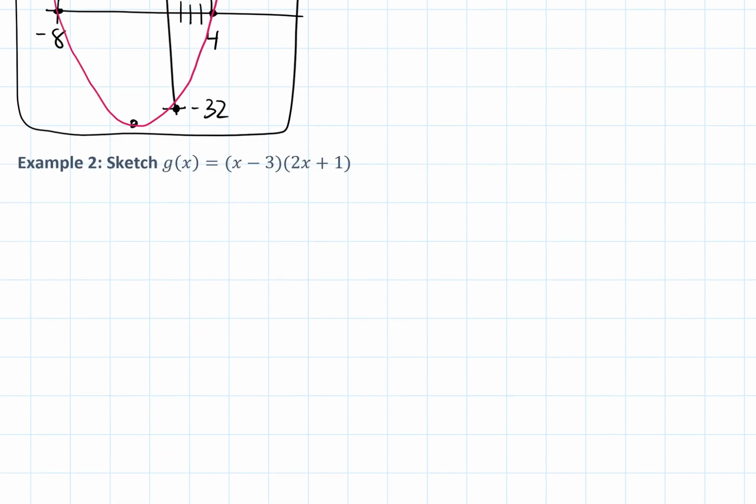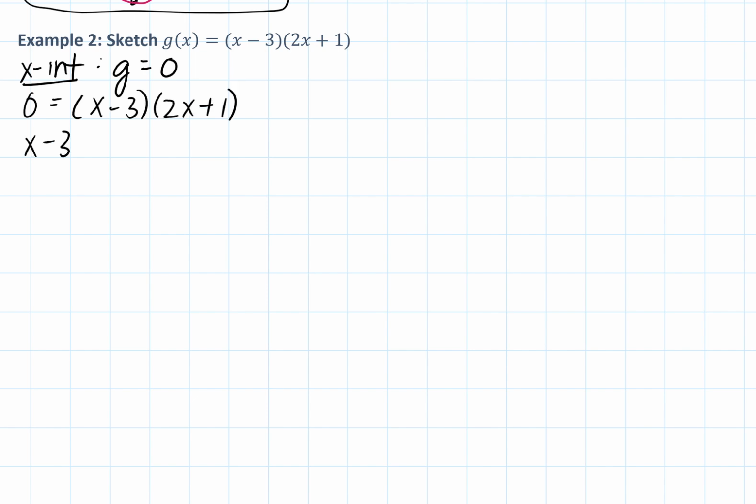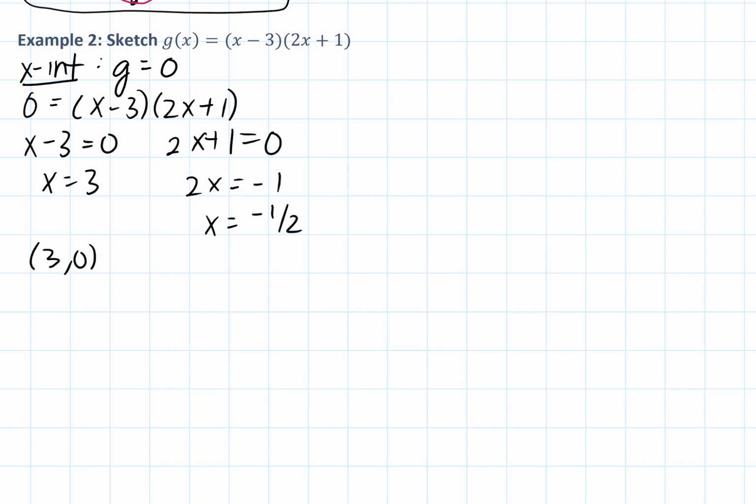Okay, let's take a look at our next example. Again, we're looking for intercepts. Let's start with the roots. Conveniently for us, this function is already factored. So we can just set the factors equal to 0. Here are my two x-intercepts. Remember, I'll always have two x-intercepts. They may be real, they may be complex, or you may have one that counts as 2. But you'll always have two x-intercepts.